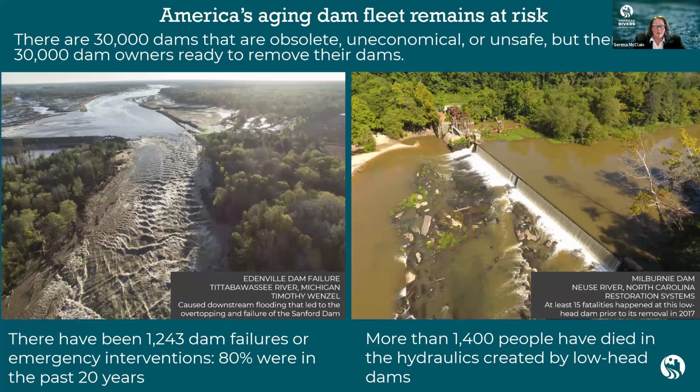Dams also are a potential drowning hazard. More than 1,400 people have died in the hydraulics at low-head dams. And we know that of the close to 600,000 dams that are out there, there are 30,000 that are obsolete or uneconomical and are becoming unsafe. What we don't have are 30,000 dam owners that are ready to remove their dams.